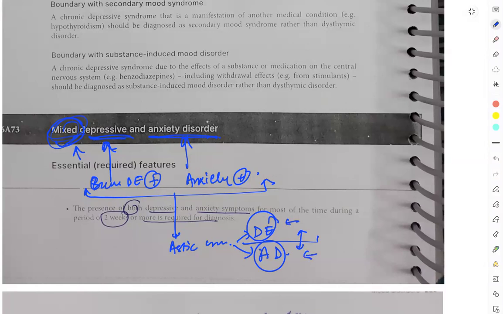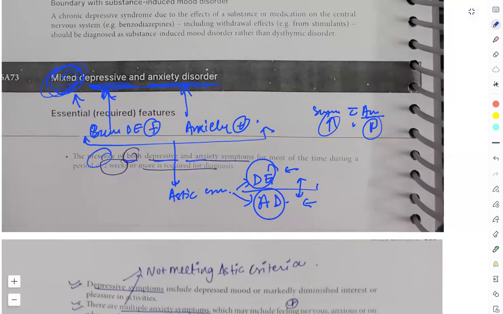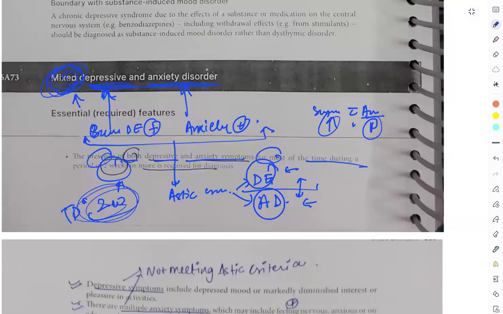Because if they were meeting both of them, then we would give a comorbid diagnosis. So we will say single episode depressive disorder with, let's say, anxiety disorder, whichever it is. If it is generalized anxiety disorder, if it is XYZ, whatever it is. But since it is not meeting the criteria for both of them, but the symptoms are present, we say it is a mixed depressive and anxiety disorder, and it comes under the depressive disorders umbrella. Okay, so we have presence of both depressive and anxiety symptoms for most of the time during a period of 2 weeks or more. So the total duration here is very short, only 2 weeks is required.